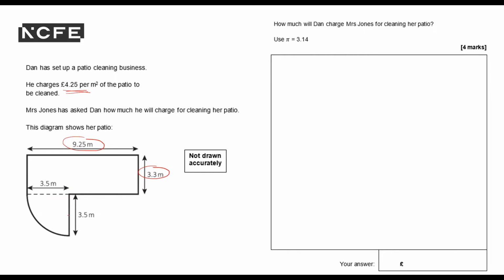And then I've got a circle that's a right angle. I'm going to assume that's a right angle. It looks like a right angle, which means this is a quarter of a circle with a radius of 3.5. So I've just got two shapes and I need to calculate the area. So I've got 9.25 times 3.3.